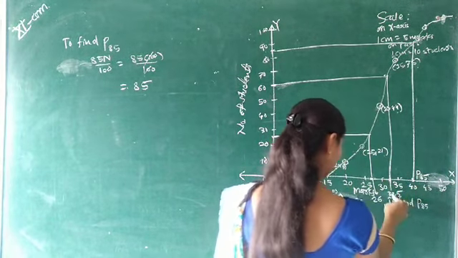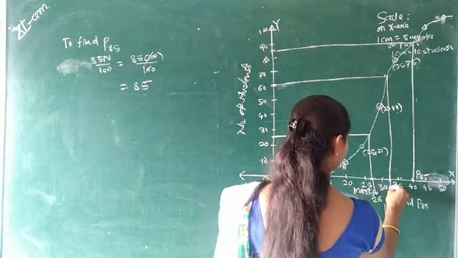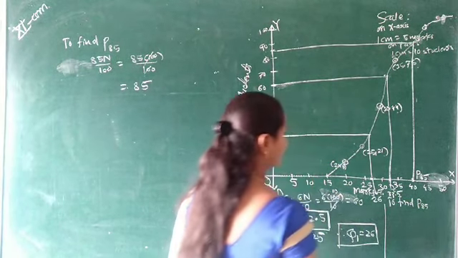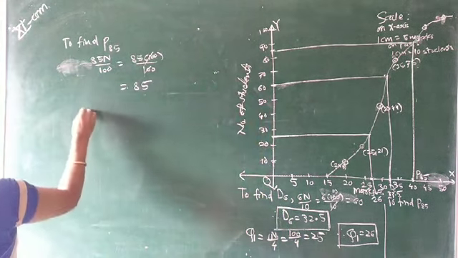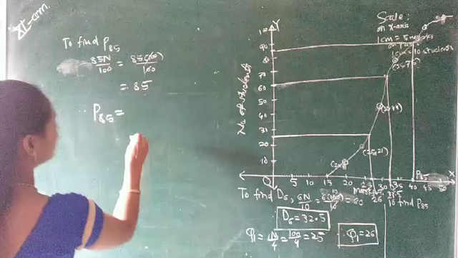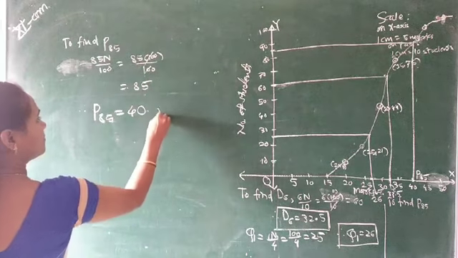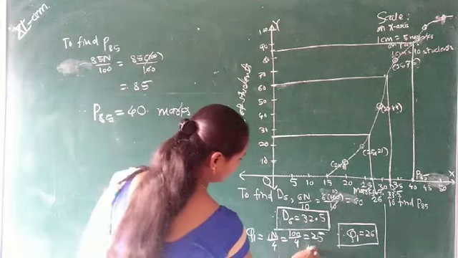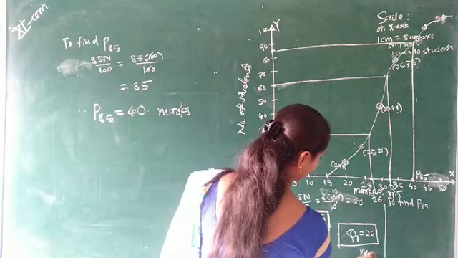This is the value 32.5, which is D6, and this is Q1. Therefore, P85 is equal to 40, that is 40 marks. And Q1 is 25 marks, 26 marks.